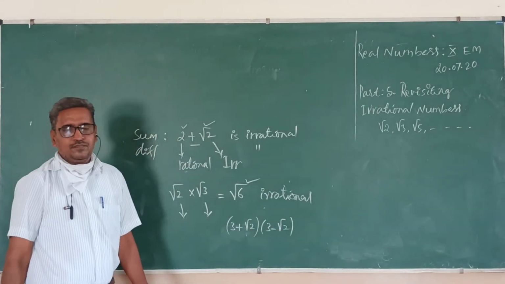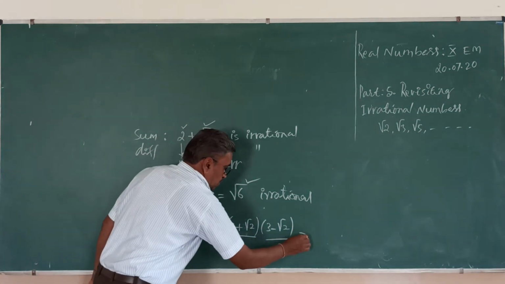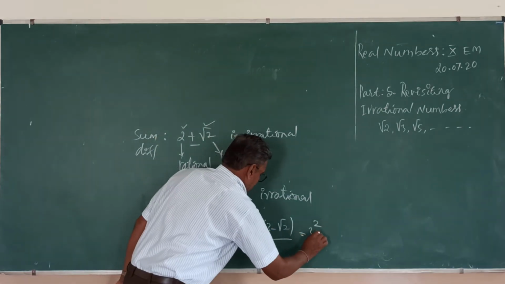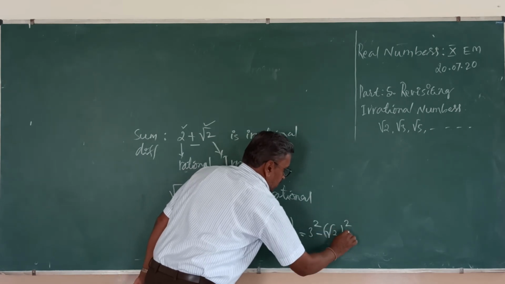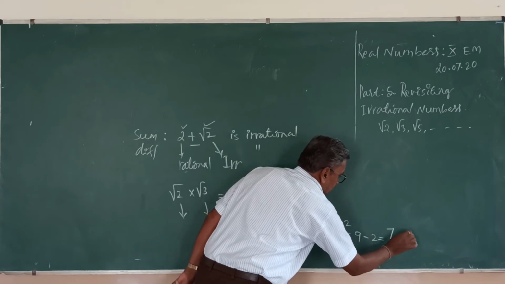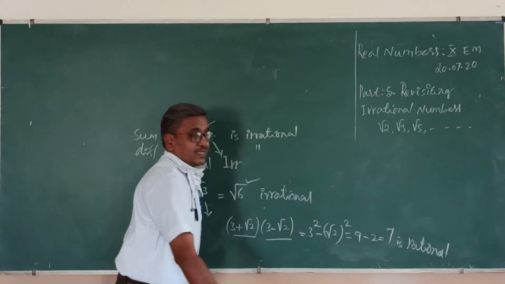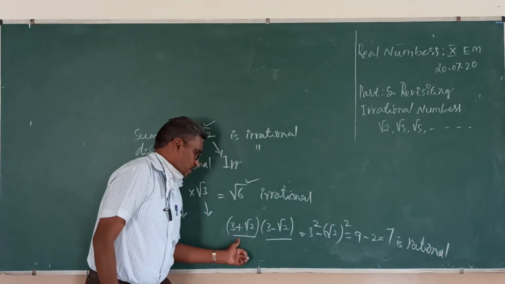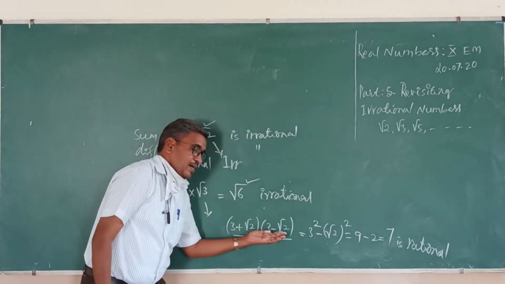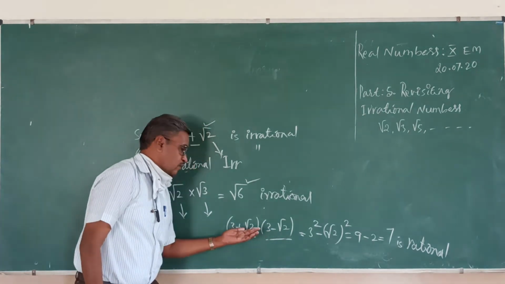what happens? It is not an irrational number. We know a plus b into a minus b equals a square minus b square. So 3 square minus root 2 bracket square equals 9 minus 2 equals 7, which is rational. This is called rationalization. 3 plus root 2 and 3 minus root 2 are irrationals. So 3 plus root 2 is said to be a rationalizing factor of 3 minus root 2, and 3 minus root 2 is called the rationalizing factor of 3 plus root 2.